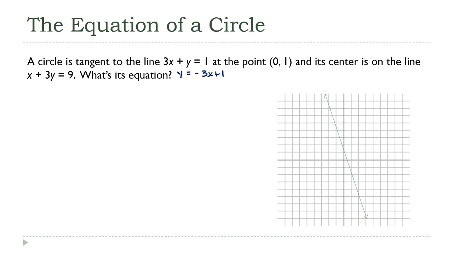Okay, and I know that the center is on this line over here, the second one. So this is 3y equals -x plus 9. That's y equals -1/3 x plus 3. And that line looks like that.